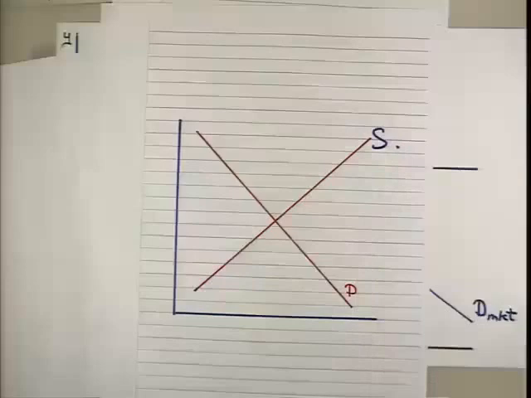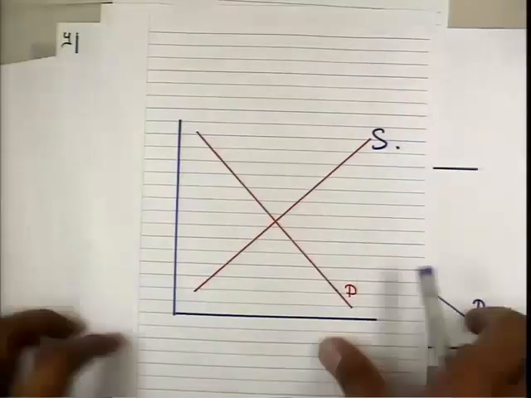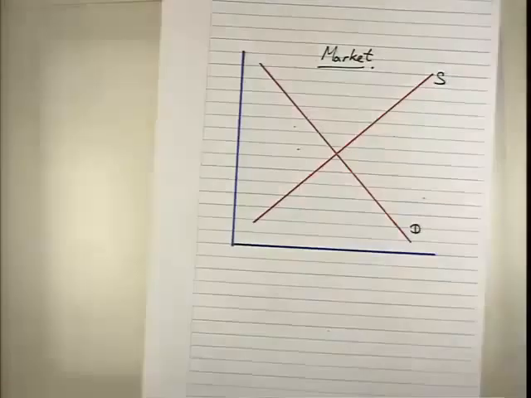Let's see where the market supply comes from. Now, supply comes from the producer's point of view. Supply is the producer's willingness and ability to sell.